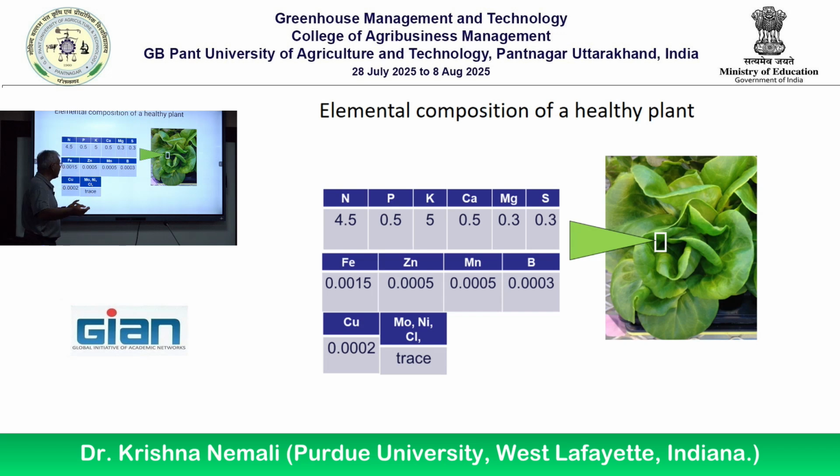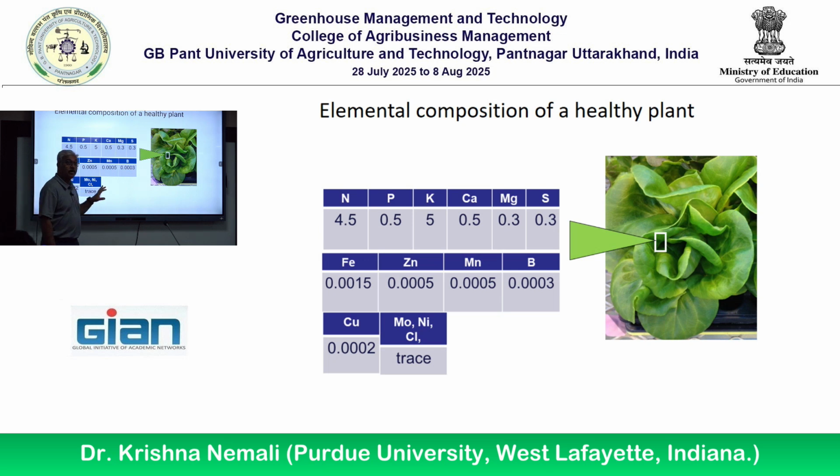an ash and run it through analysis. This is what you see. Nitrogen is 4.5%. Phosphorus is just 0.5% in the plant. Sorry, potassium is 5%, calcium, magnesium, sulfur 0.5, 0.3, 0.3 each. But then when you get to micros, their numbers are so small, all the way to trace values.